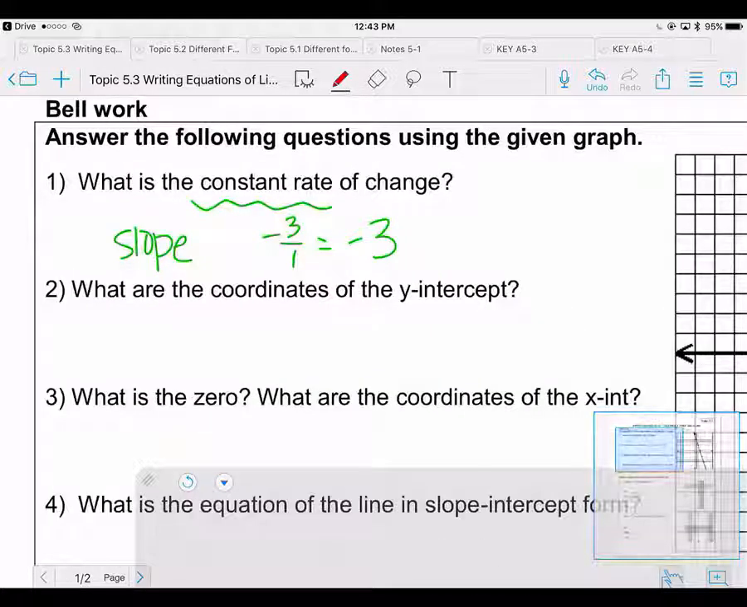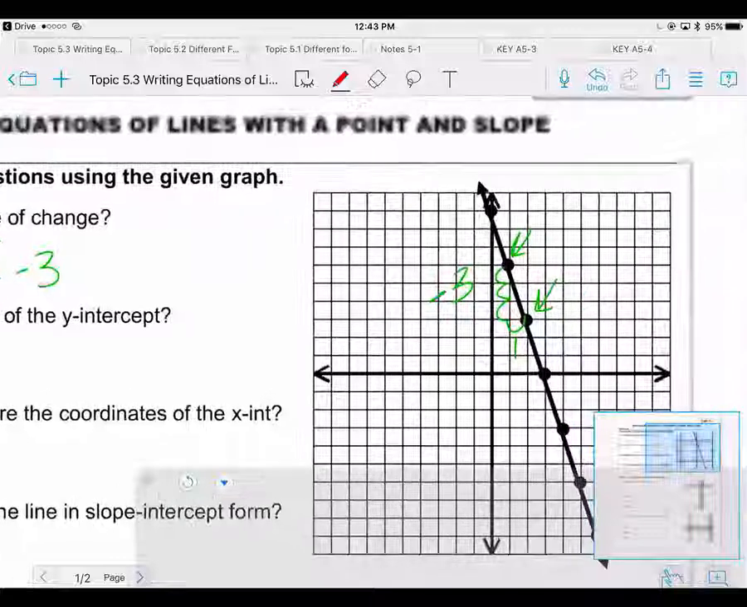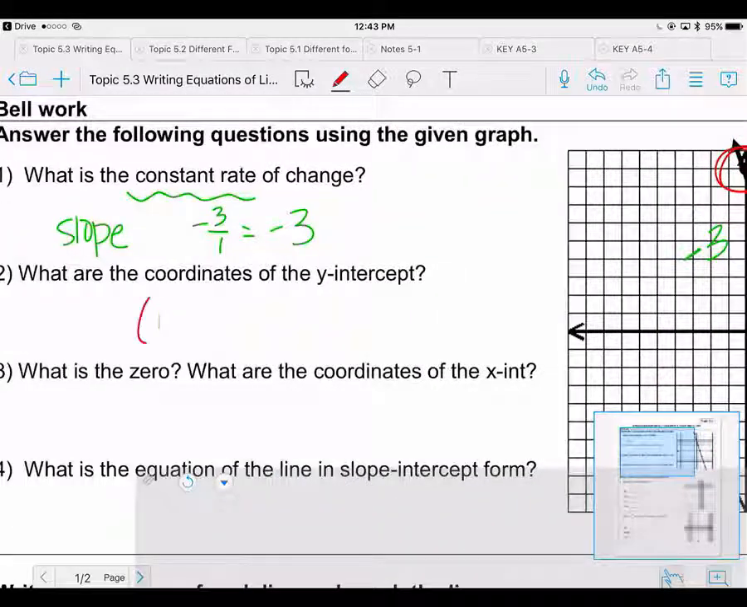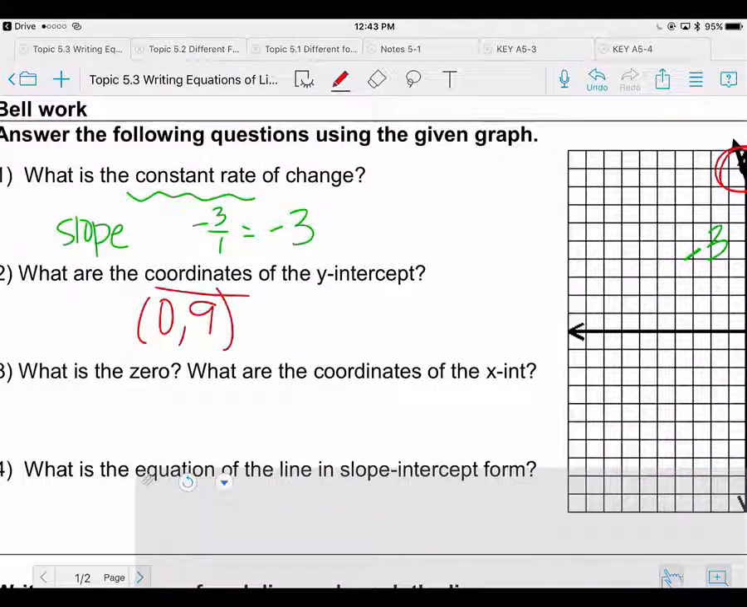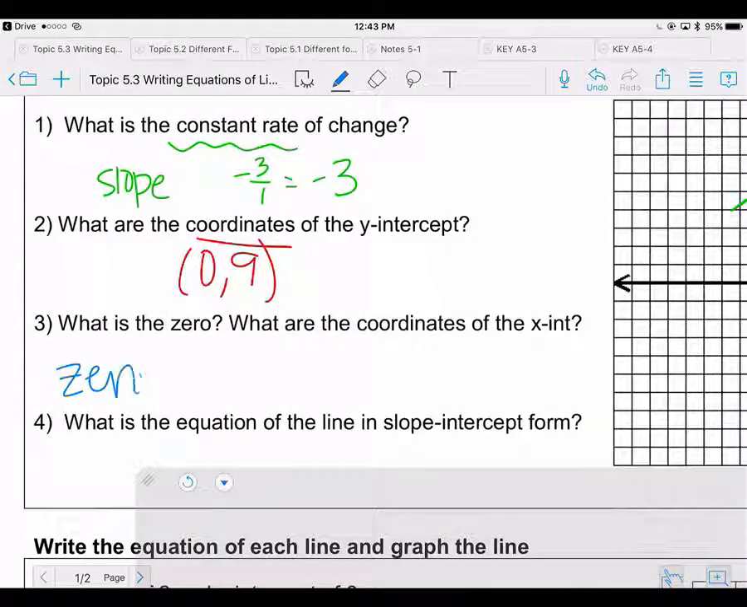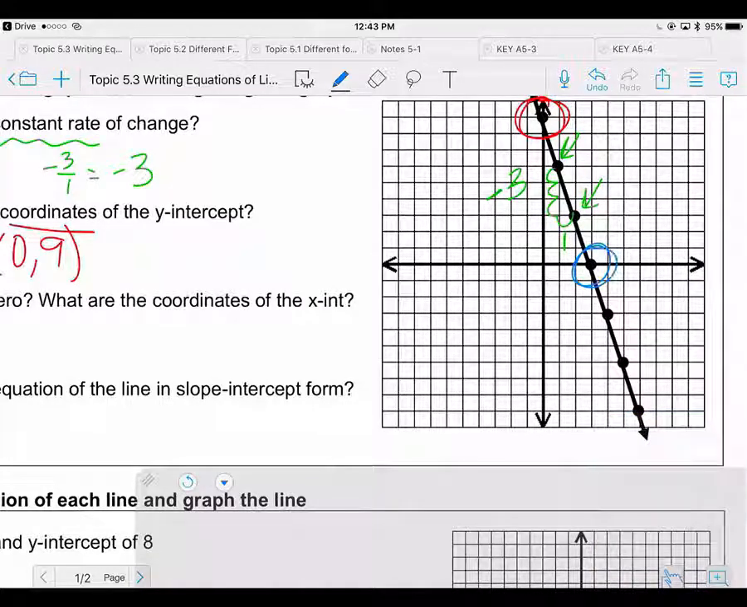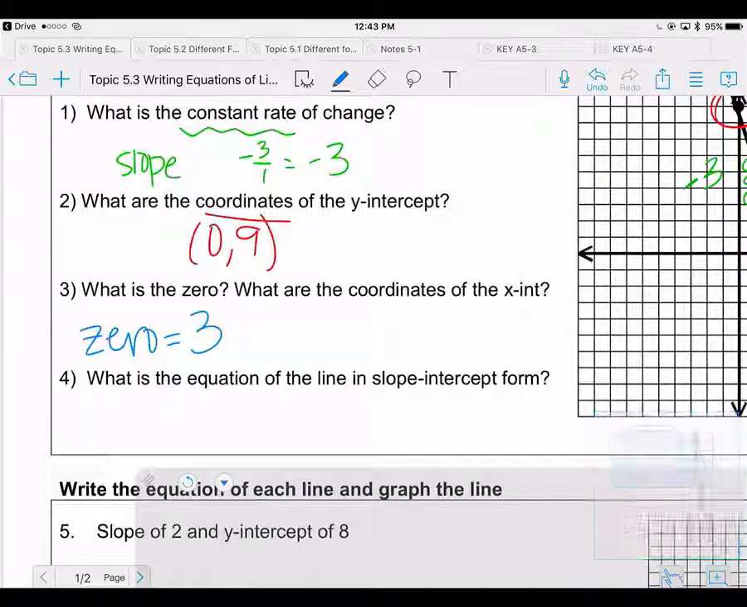The coordinates for the y-intercept, where it crosses the y-axis, is way up here at the point 0, 9. Remember, coordinate means put it as a point. The 0 means what is your x-intercept? So the 0 crosses at 3. And then your coordinate for that would be the point 3, 0.